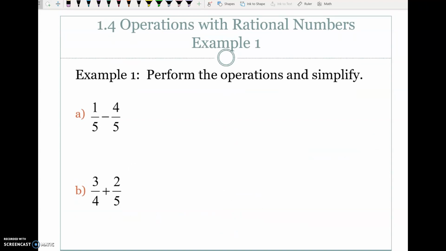We're going to start out pretty easy. 1/5 minus 4/5. The denominators are the same, so we simply add or subtract at the top. So our denominator is 5. 1 minus 4 is -3. Our answer is -3/5.